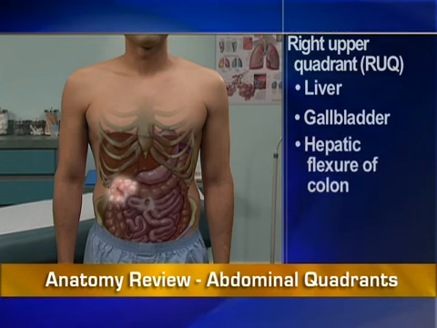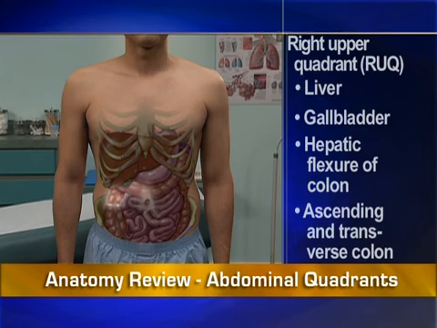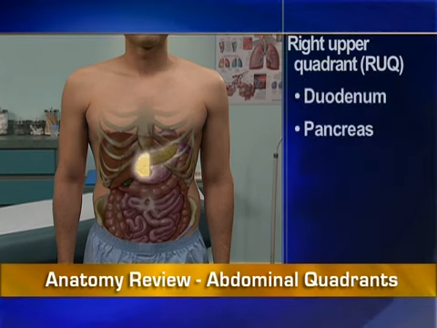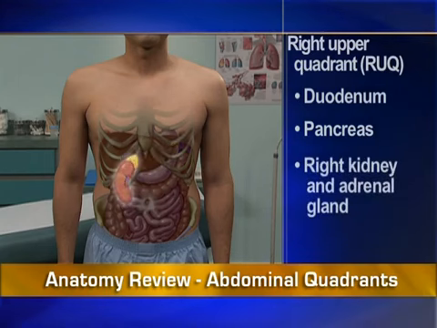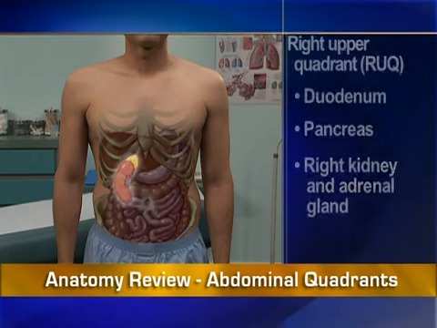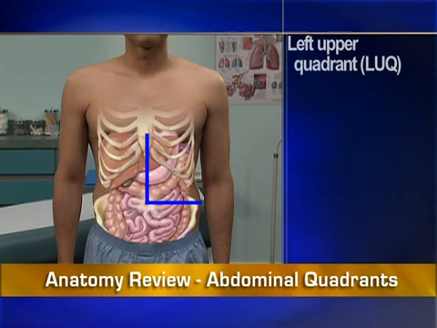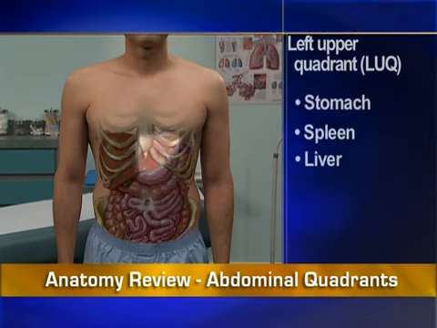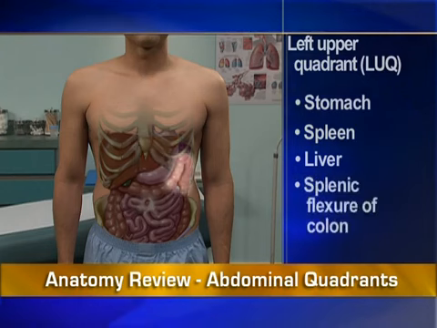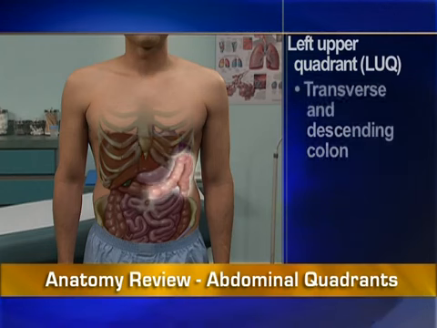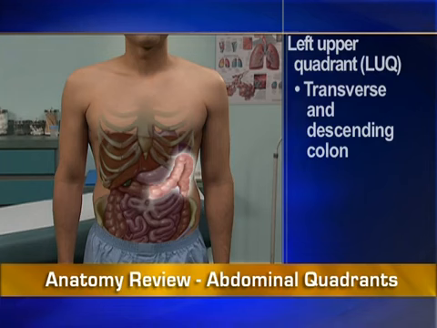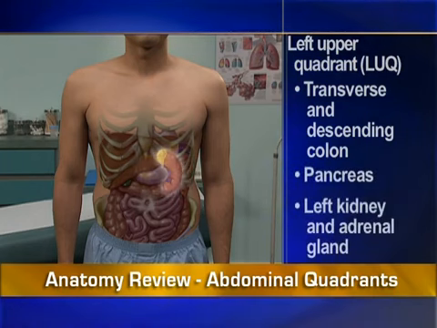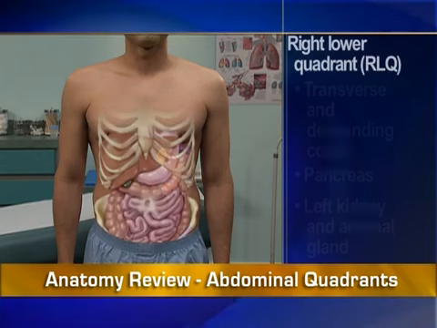Hepatic flexure of the colon, part of the ascending and transverse colon. Duodenum, head of the pancreas, and right kidney and adrenal gland. The left upper quadrant contains the stomach, spleen, left lobe of the liver, splenic flexure of the colon, part of the transverse and descending colon, body of the pancreas, and left kidney and adrenal gland.